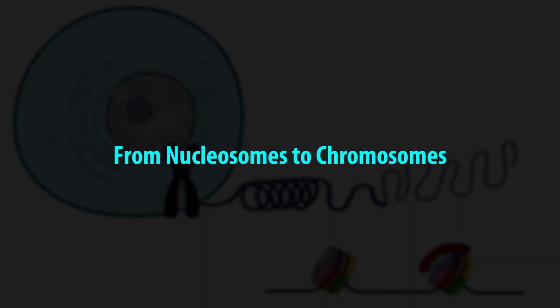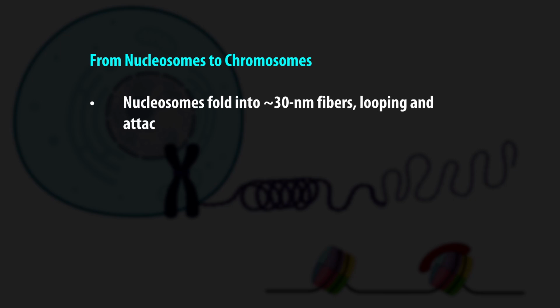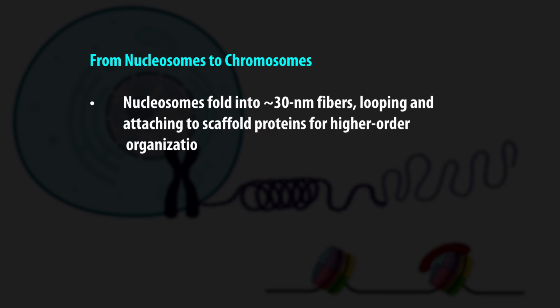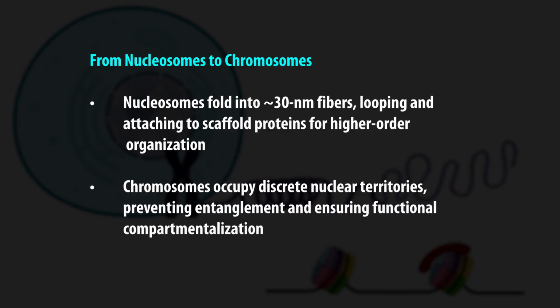From nucleosome to chromosome. Nucleosomes fold into around 30 nanometer fibers, looping and attaching to scaffold proteins for higher order organization. Chromosomes occupy discrete nuclear territories, preventing entanglement and ensuring functional compartmentalization.